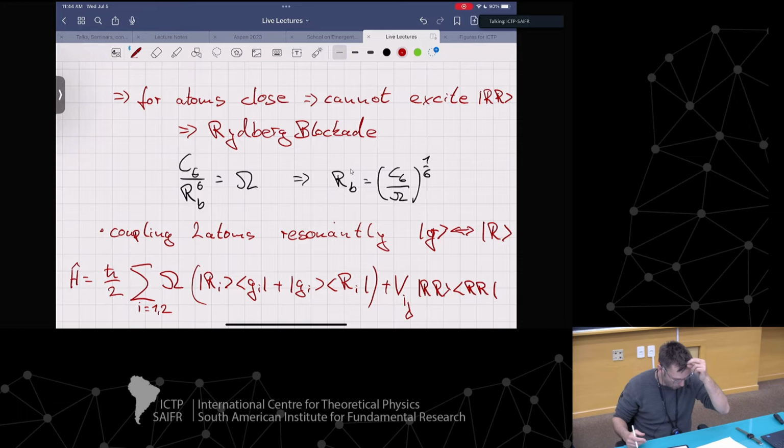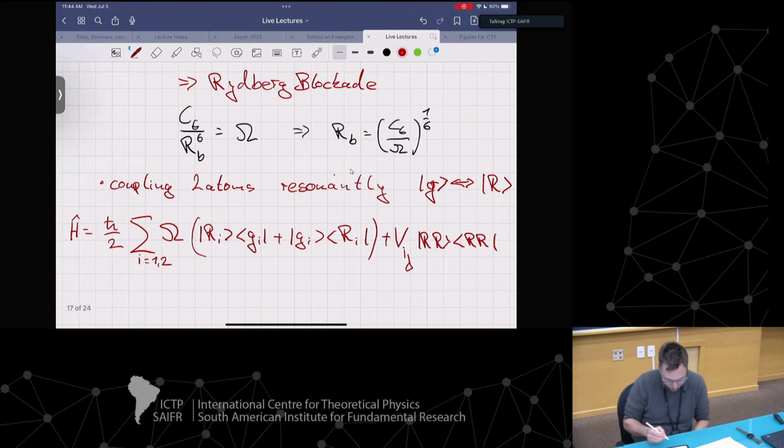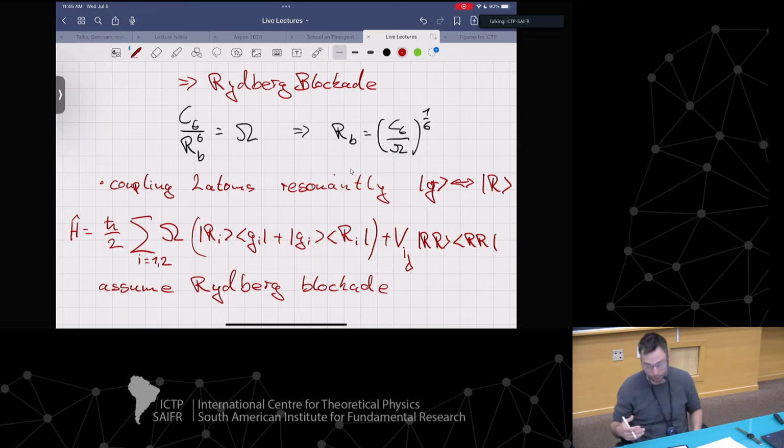And now imagine the atoms are close enough. Assume Rydberg blockade. Maybe we put the atoms a few micrometers away. So we will never be able to populate this Rydberg state. And now the question is, which atom gets excited to the Rydberg state? Does the left atom get excited or does the right atom get excited?